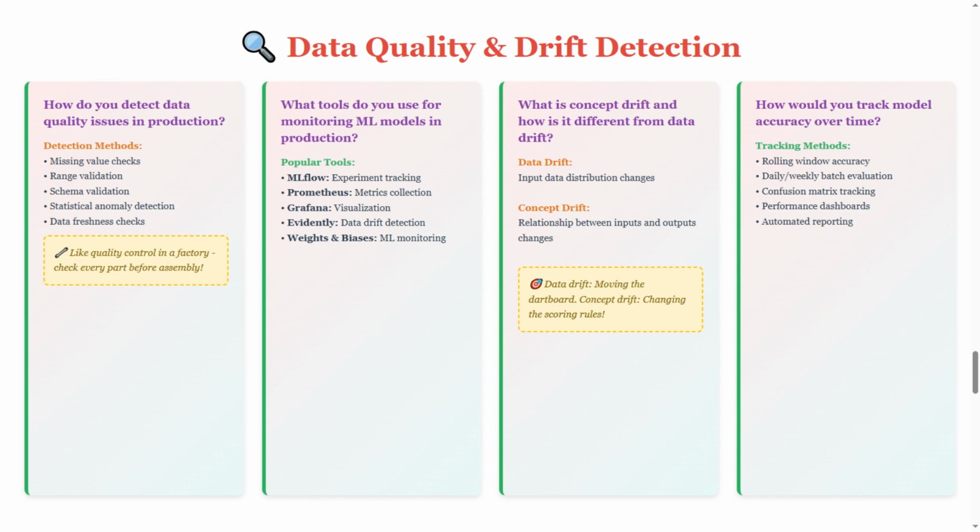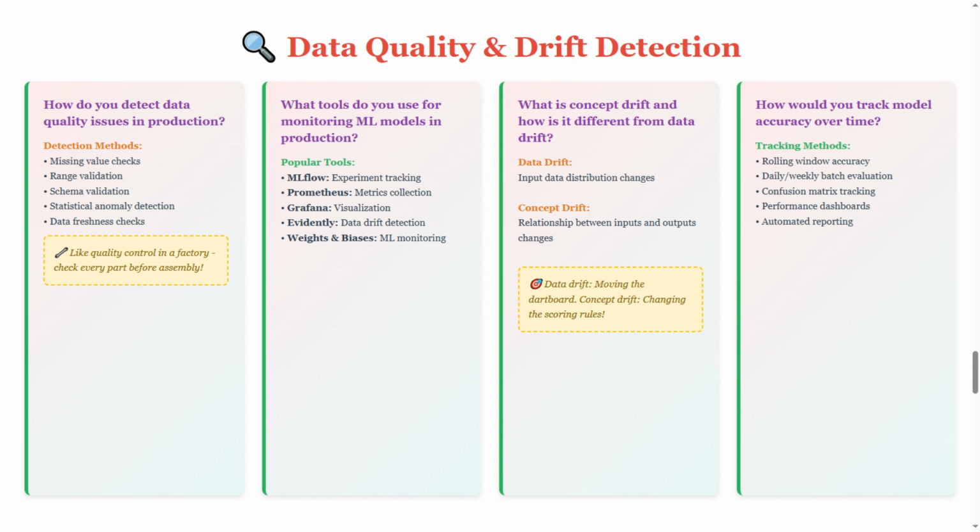Second question, what tools do you use for monitoring ML models in production? Popular tools include MLflow for experiment tracking, Prometheus for metrics collection, Grafana for visualization, Evidently for data drift detection, and weights and biases for ML monitoring.